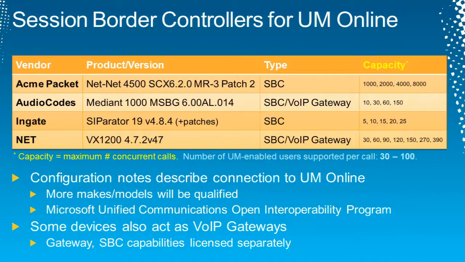If you multiply those numbers, you can see that the very smallest SBC, which can be licensed down to 5 concurrent sessions, should support somewhere between 150 and 500 enabled mailboxes. And the largest one, which goes up to 8,000, well, we're talking there about 800,000 enabled users. So that's an exceptionally large organization, probably bigger than any of the organizations in Office 365 at the moment.